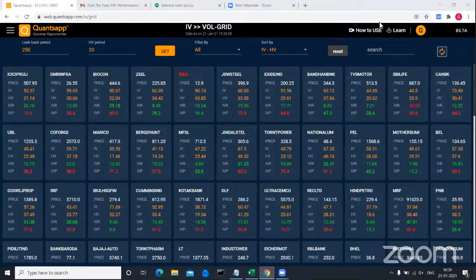So for calculating daily volatility, it's volatility divided by the square root of your trading sessions. The number of trading sessions is nearby 250 or 252, so that depends. So you can get the daily volatility.